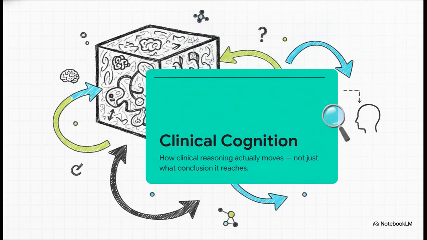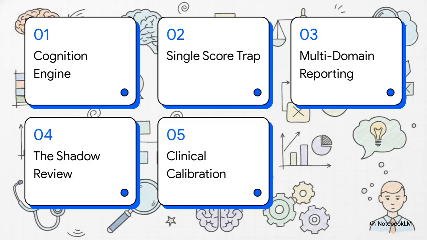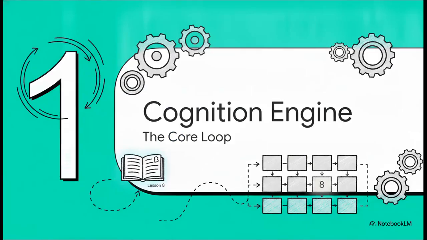Like, how does a clinician get from a messy jumble of raw lab results, vague symptoms, and a patient's history to a concrete, rock-solid judgment? That journey, that whole process, is what we call clinical cognition. So here's our Socratic journey for this explainer. First, the clinical cognition engine. Second, the single score trap. Third, multi-domain reporting. Fourth, the shadow review. And finally, number 5, true clinical calibration. Let's get into it. Starting with Section 1, the clinical cognition engine.